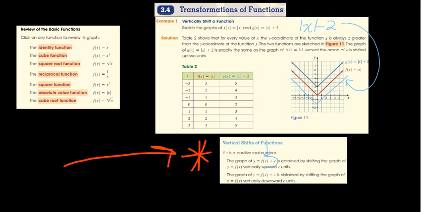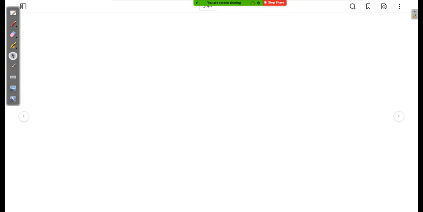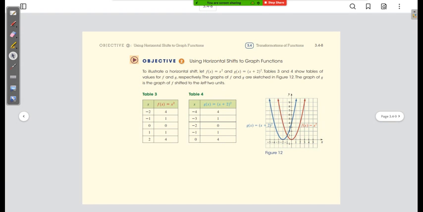Probably the easiest transformation in this section. Of course, we start off with the easiest thing in the section, don't we? Next up would be a horizontal shift, and we'll talk about that right here.